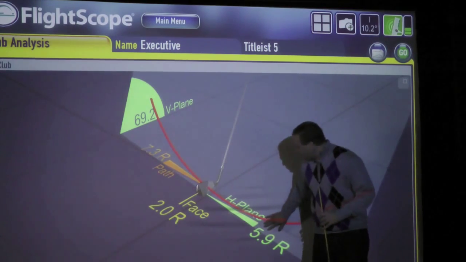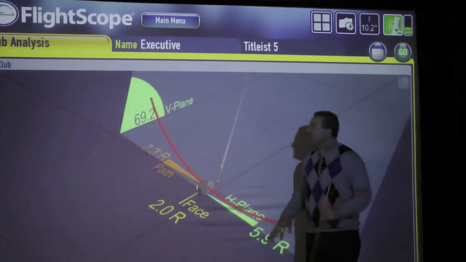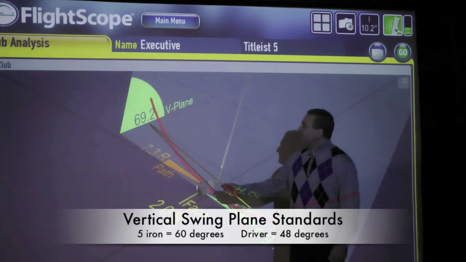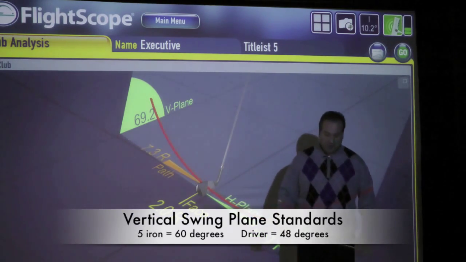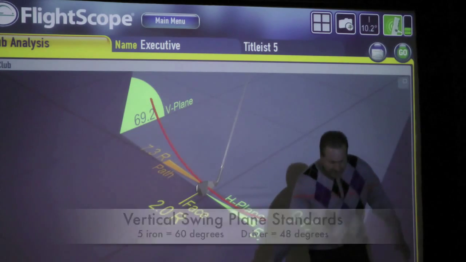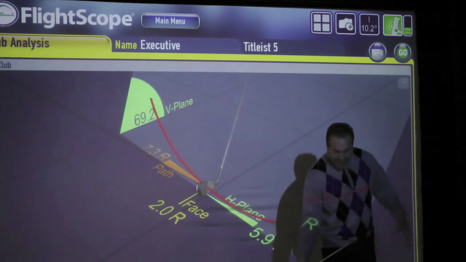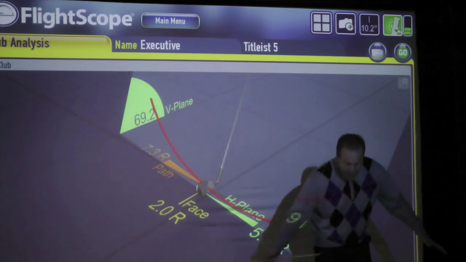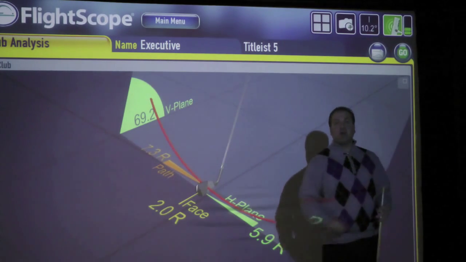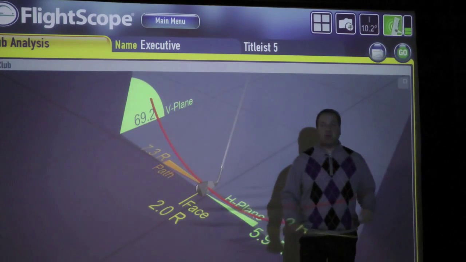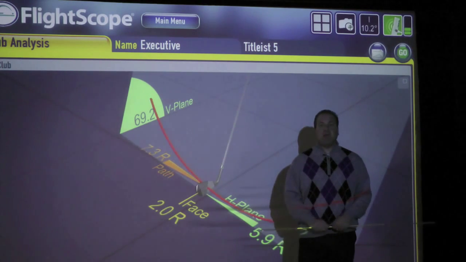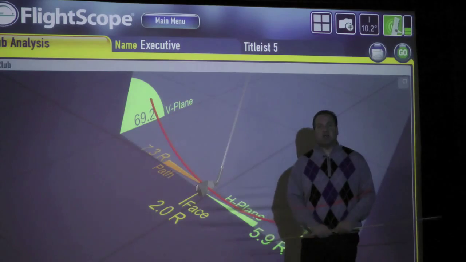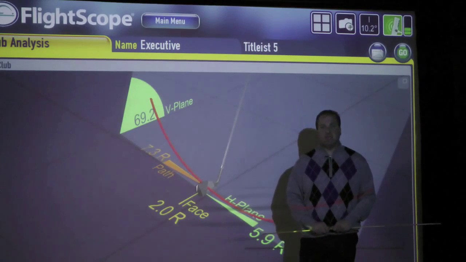Not only do I want this number to be about 2 degrees to the left, we're going to look for this number to be about 60 degrees, the vertical swing plane. So there's something taking place in Patrick's swing that's really steepening the angle the club is swinging on and shoving it out right of the target line. So now I'm going to turn it over to my friend Tony Morgan, PGA professional with Kvest, and he's going to take a look at some of Patrick's body data.